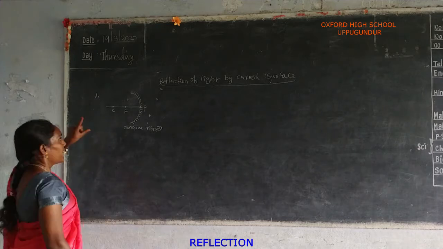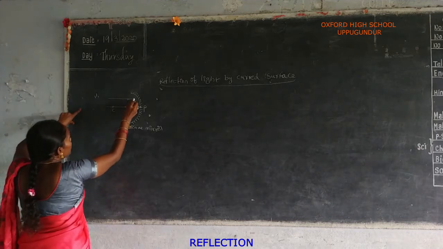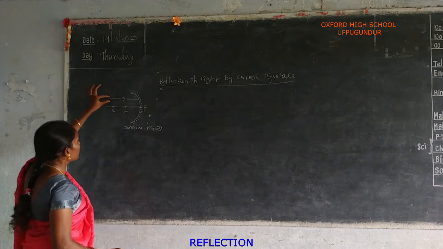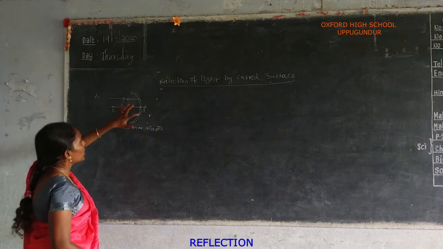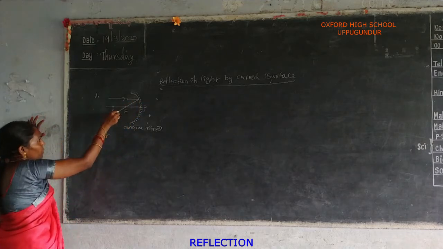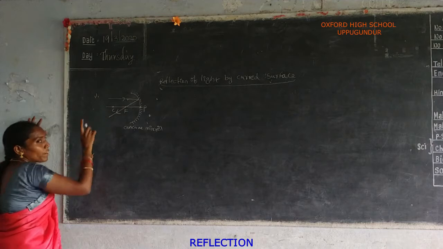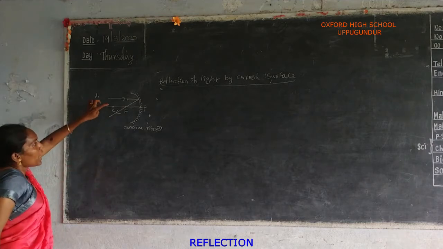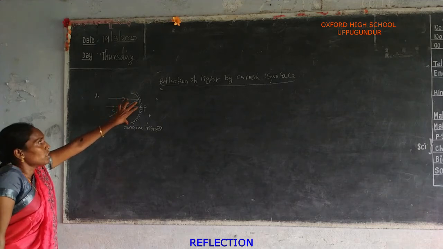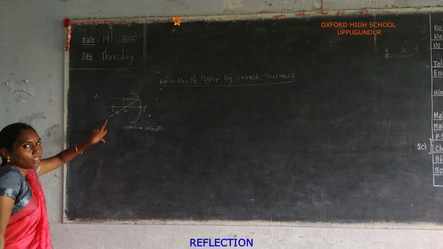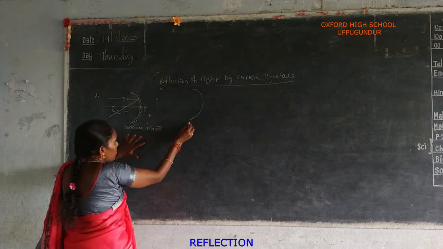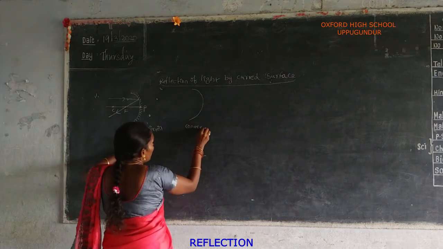See the first rule, any light ray which is parallel to the principal axis, this is the incident ray. The incident ray which is parallel to the principal axis is incident on the concave surface. After reflection, the reflected ray will pass through the focus. This is rule number 1. Any light ray which is parallel to the principal axis and incident on the concave surface, after reflection, the reflected ray will pass through the focus. Now this same rule is applicable to the convex mirror also.